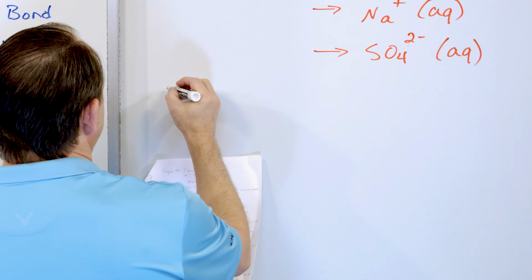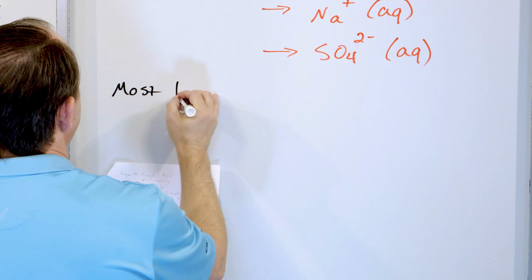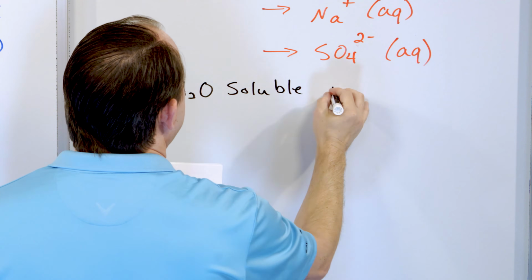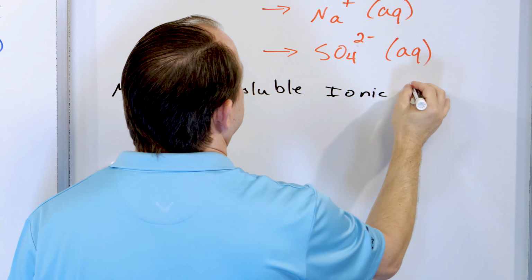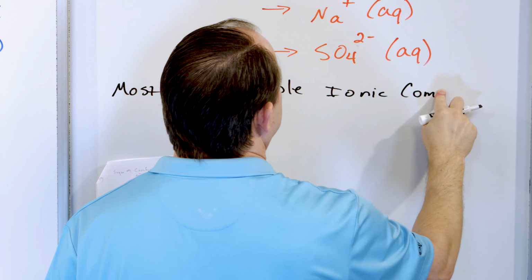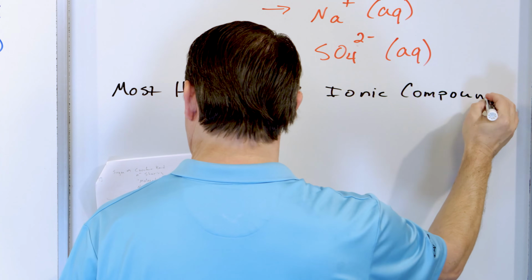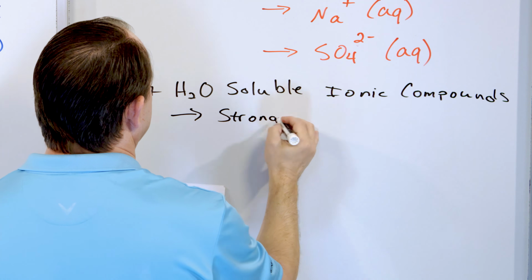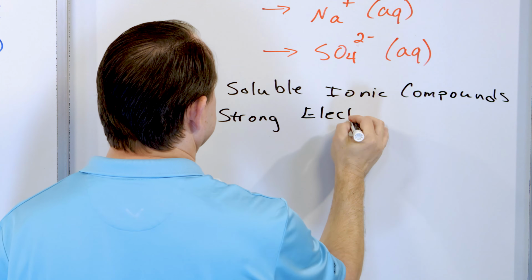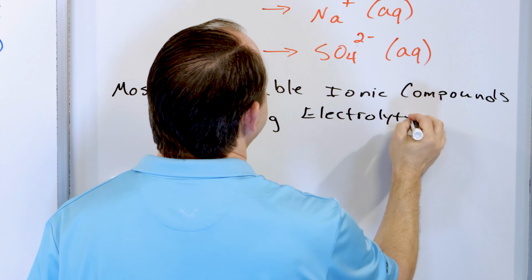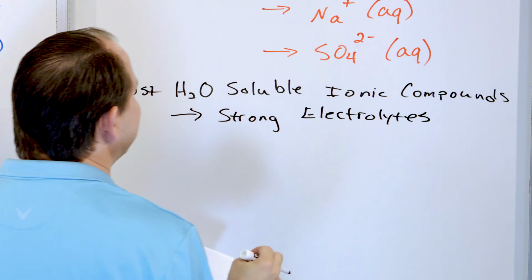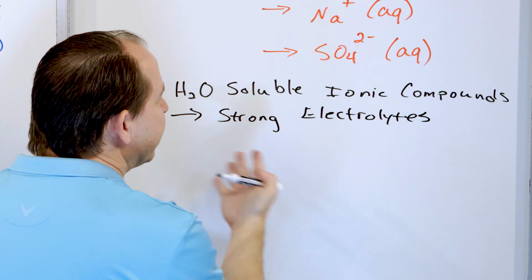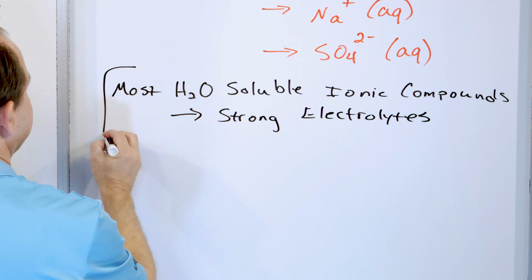And this is something important. So most water-soluble ionic compounds are strong electrolytes. And what I mean by strong electrolytes is I mean they completely break down into their ions. And so it's an ion solution, and so it conducts electricity. That's what this means, right?